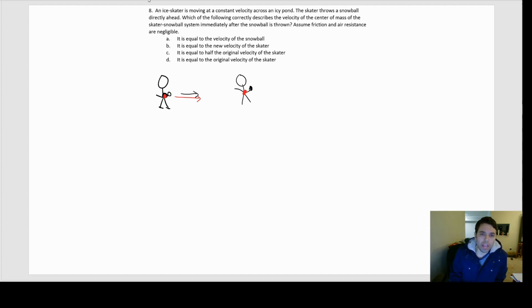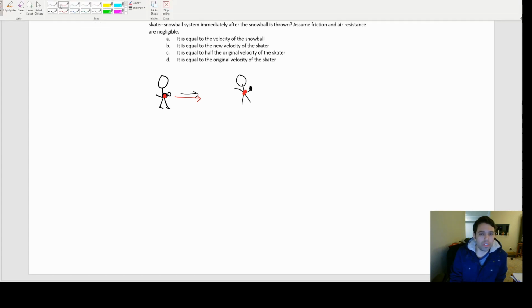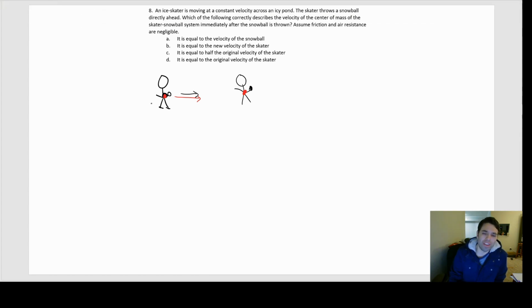But now the skater is like, you know what? All right, fine, I'll throw the snowball now, okay? Well, if the skater throws the snowball, he throws the snowball. Now the snowball's over here, got a velocity going that way. Remember, the snowball's momentum or mass is very small.